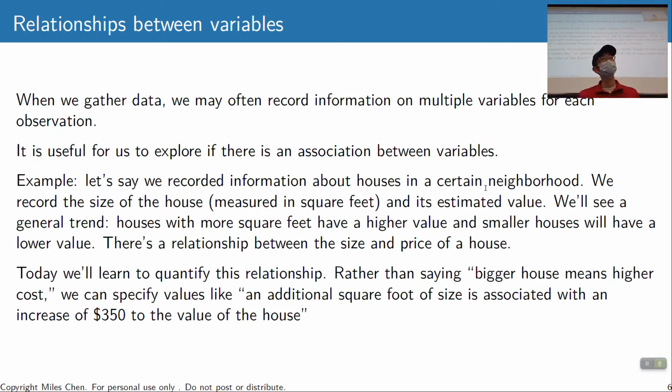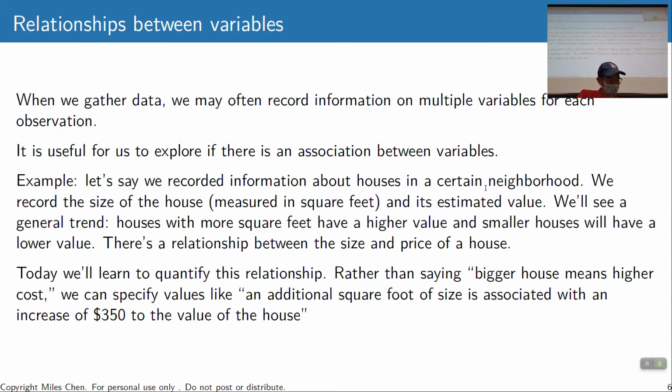Now, of course, there are always going to be exceptions to this. You can have a house that's very big and costs little because maybe it's falling apart. Maybe you have a small house that costs a lot because it's fancy or something. Especially if you're just looking within one neighborhood, right? Again, if you go to different neighborhoods, now things will be quite different in price.